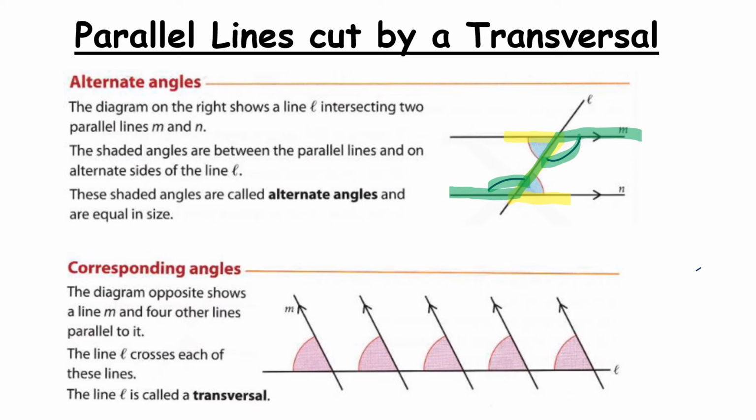Corresponding angles then are given here, and you'll notice in this case we have five parallel lines, all indicated with their little arrows, and we have one single transversal, our line L here. Corresponding angles appear on the same side of the transversal and in corresponding sides of the parallel line. So here, our corresponding angles are all above the transversal but to the left of the parallel lines.